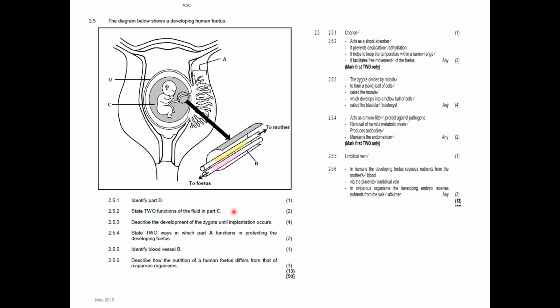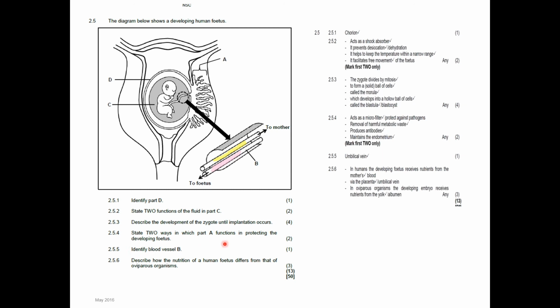Now, 2.5.3, describe the development of the zygote until implantation. This is a question that comes out all the time. Make sure that you know this well. We know the zygote will divide by mitosis to form a ball of cells. What's that ball of cells called? The morula, which develops into a hollow ball of cells called the blastocyst or blastula. That's very important. Make sure you know 2.5.3 for any exam.